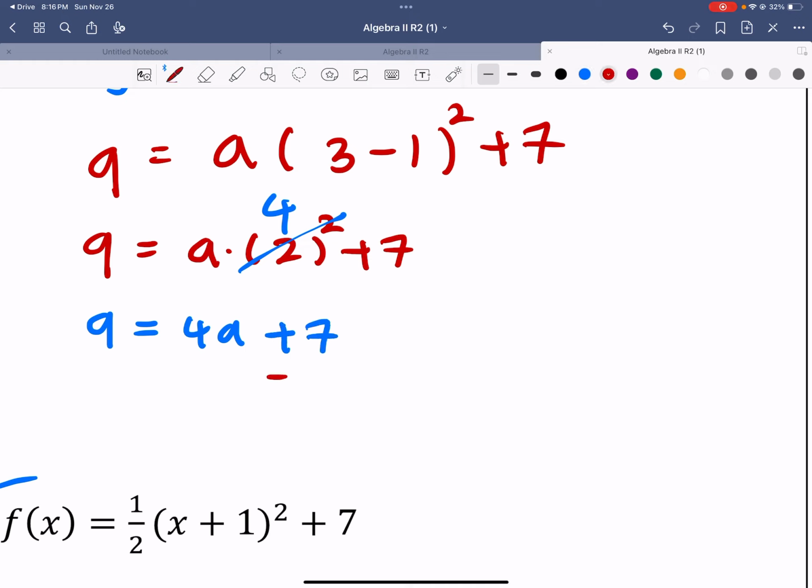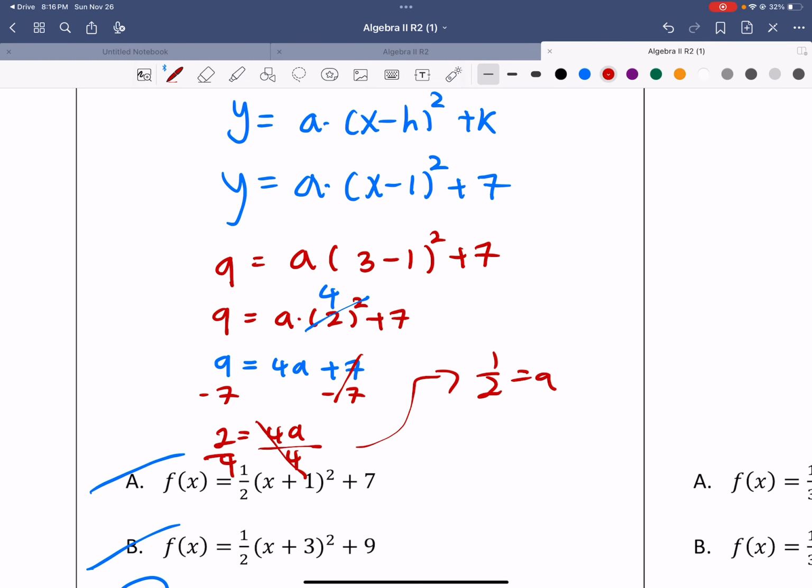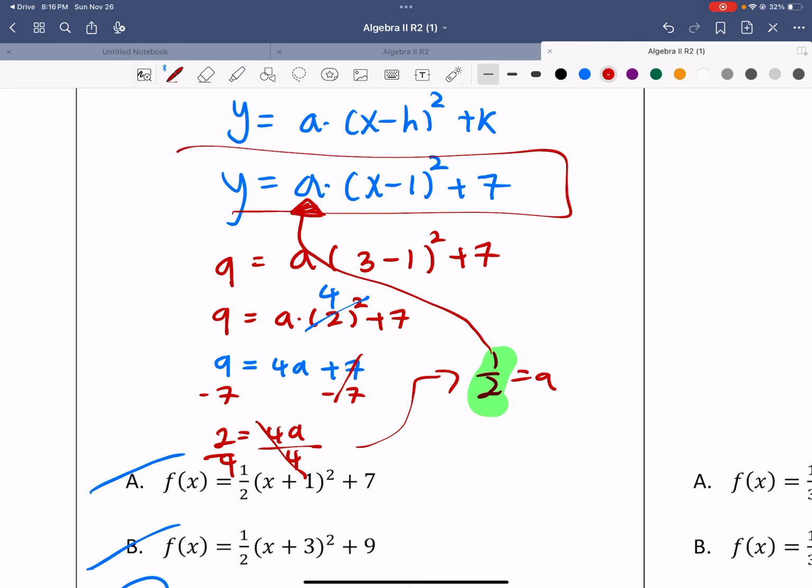And if you subtract 7 from both sides, what is it? 9 minus 7 is 2 equals 4a. And if you divide by 4, 2 divided by 4 is equal to 1/2, and that is equal to a. And do you see this one? If you plug this one back in here, you're going to get the answer, because instead of a, now you're going to have 1/2.